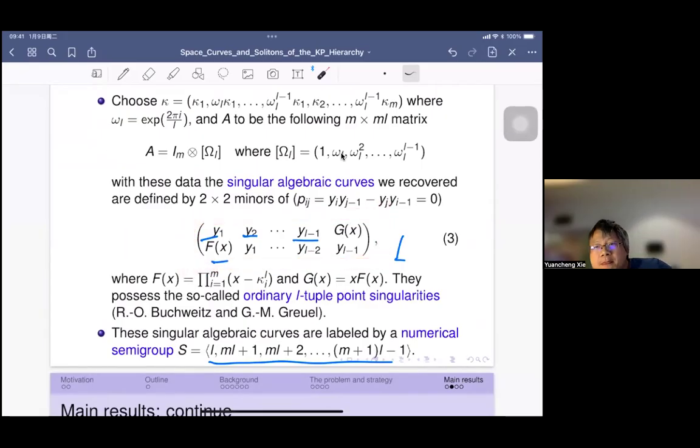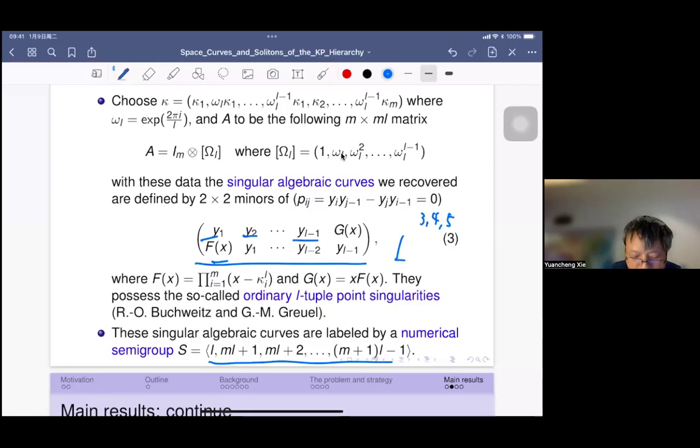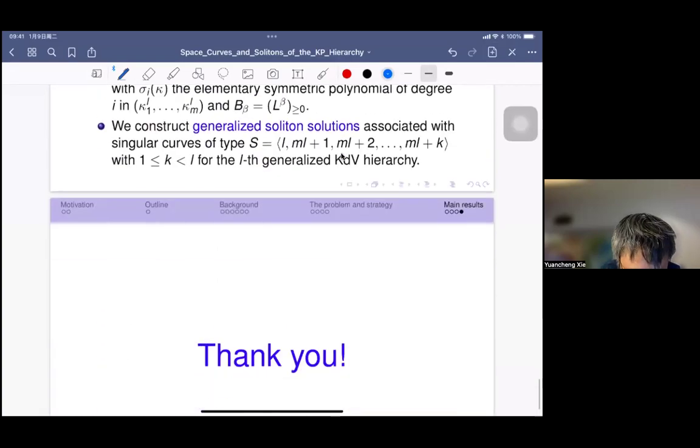And if we take the simplest one, the 3, 4, 5 curve, then we will have three different differential operators. They commute with each other, and they satisfy three algebraic equations. Okay, so I will stop here. Thank you.